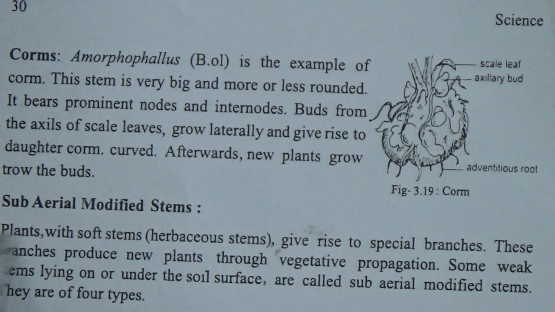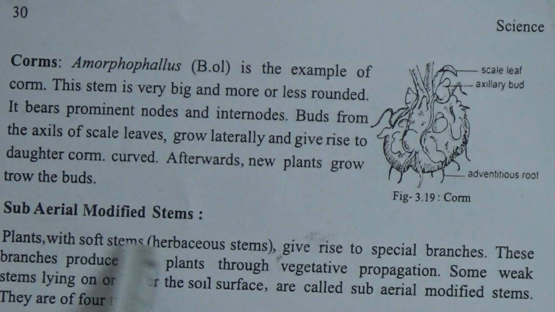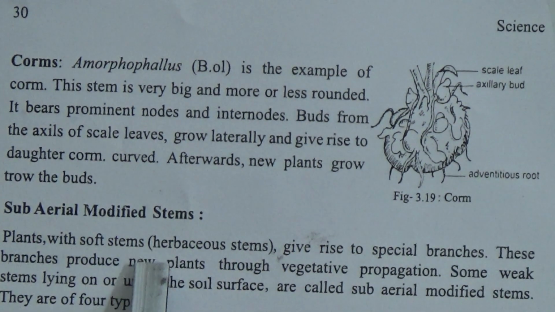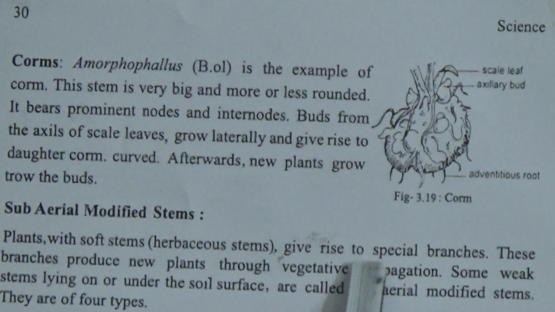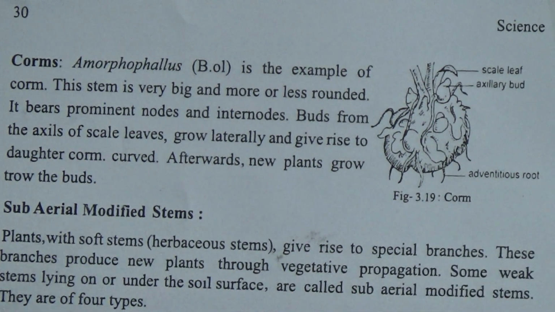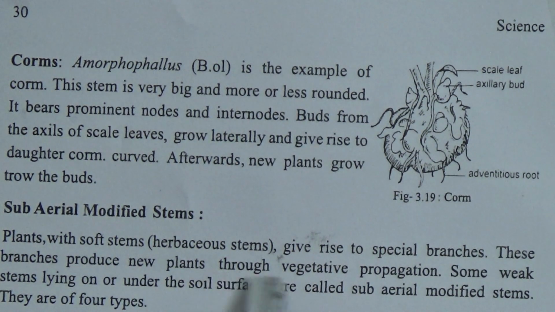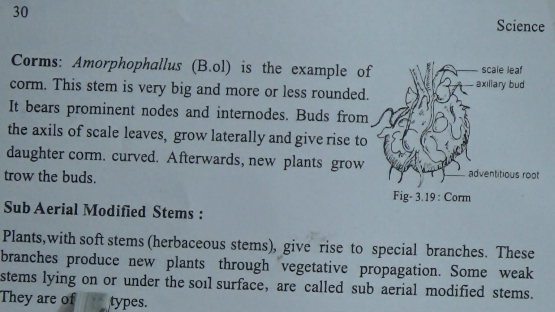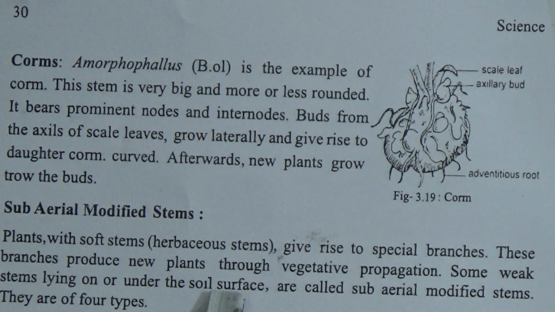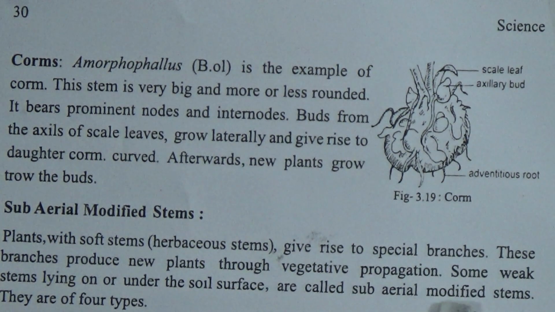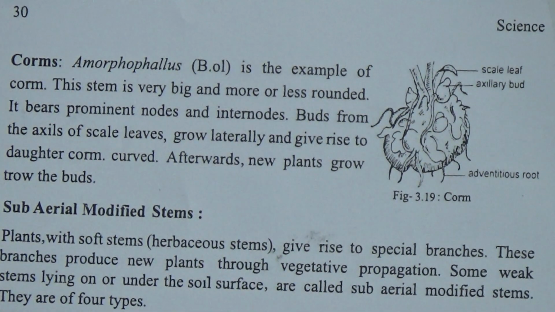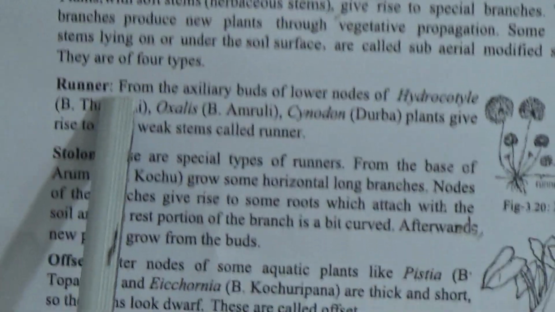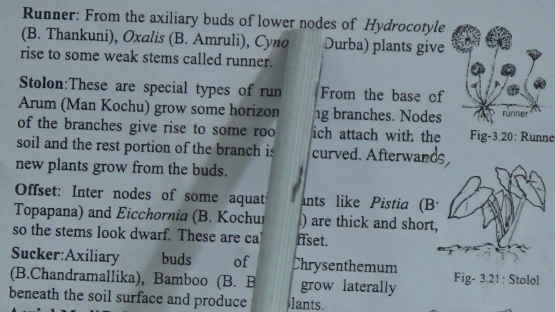Now, subaerial modified stems. Plants with soft stems give rise to special branches. These branches produce new plants through vegetative propagation. Some weak stems lying on or under the soil surface are called subaerial modified stems. There are 4 types: runner, stolon, offset, sucker.